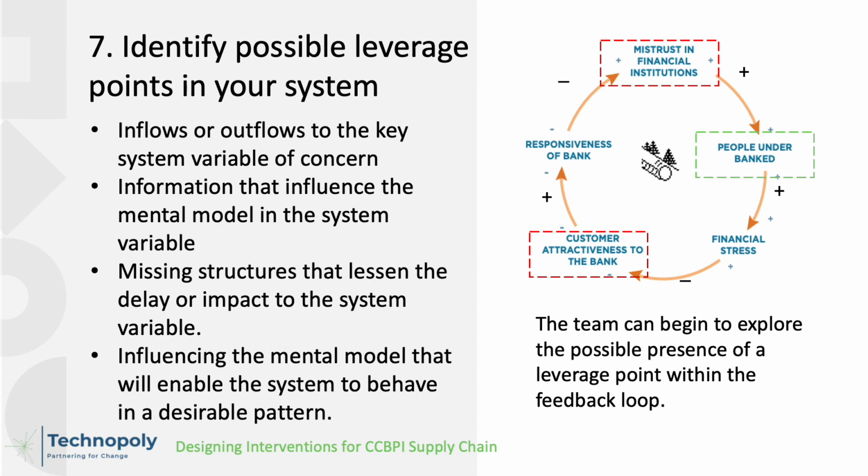The team can begin to explore possible presence of leverage points within each of the feedback loops. For example, we have a feedback loop on people that are underbanked, and one possible way of looking at them are those red boxes that indicate possible presence or opportunities for where leverage points can be found.